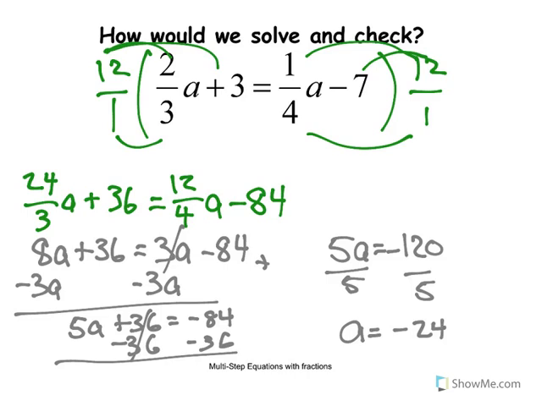If I substitute to check, 2/3 of negative 24 is negative 16, plus 3 is negative 13 on the left. 1/4 of negative 24 is negative 6, minus 7 is negative 13 on the right, so it certainly will check.